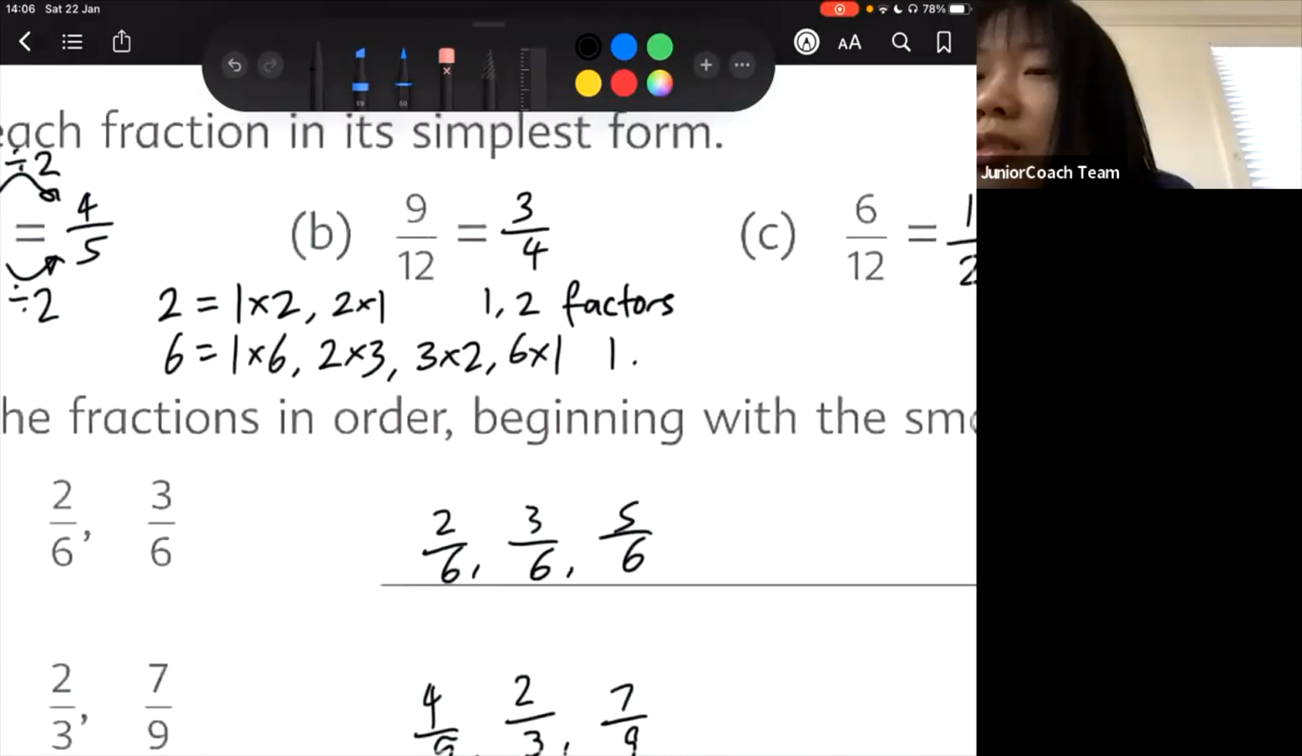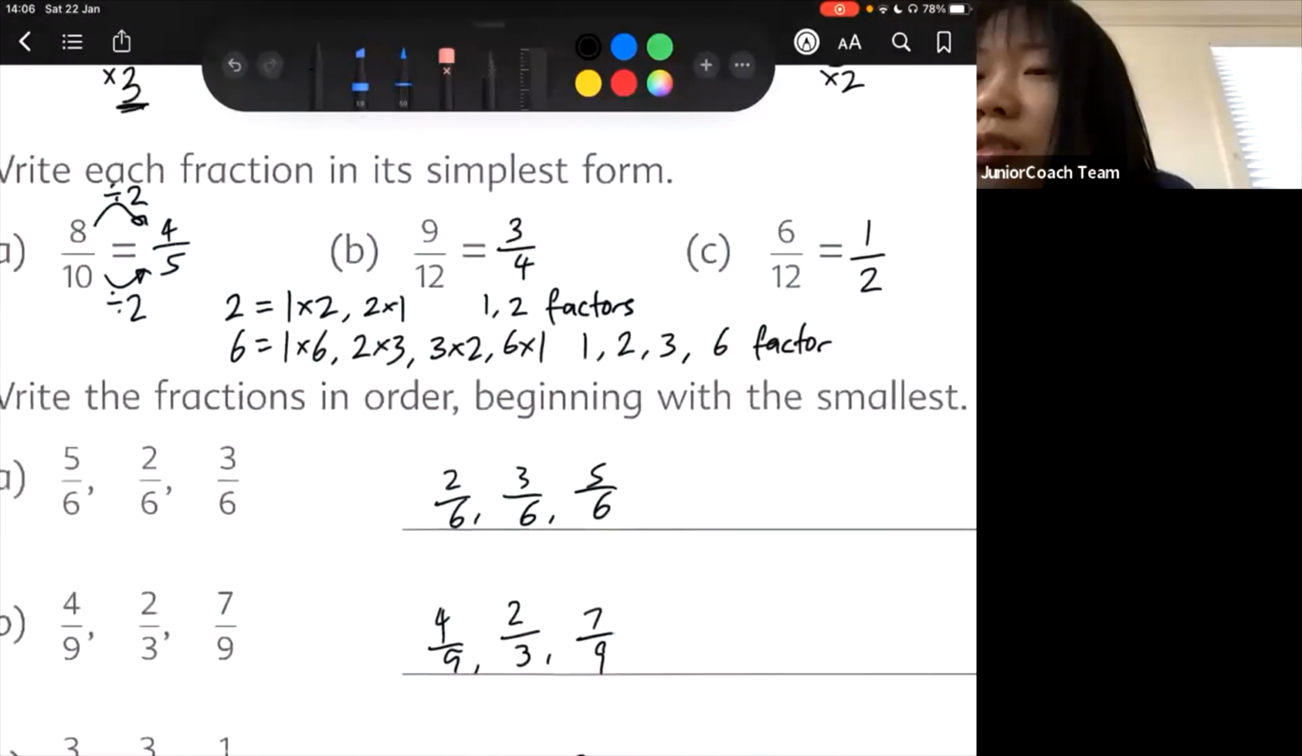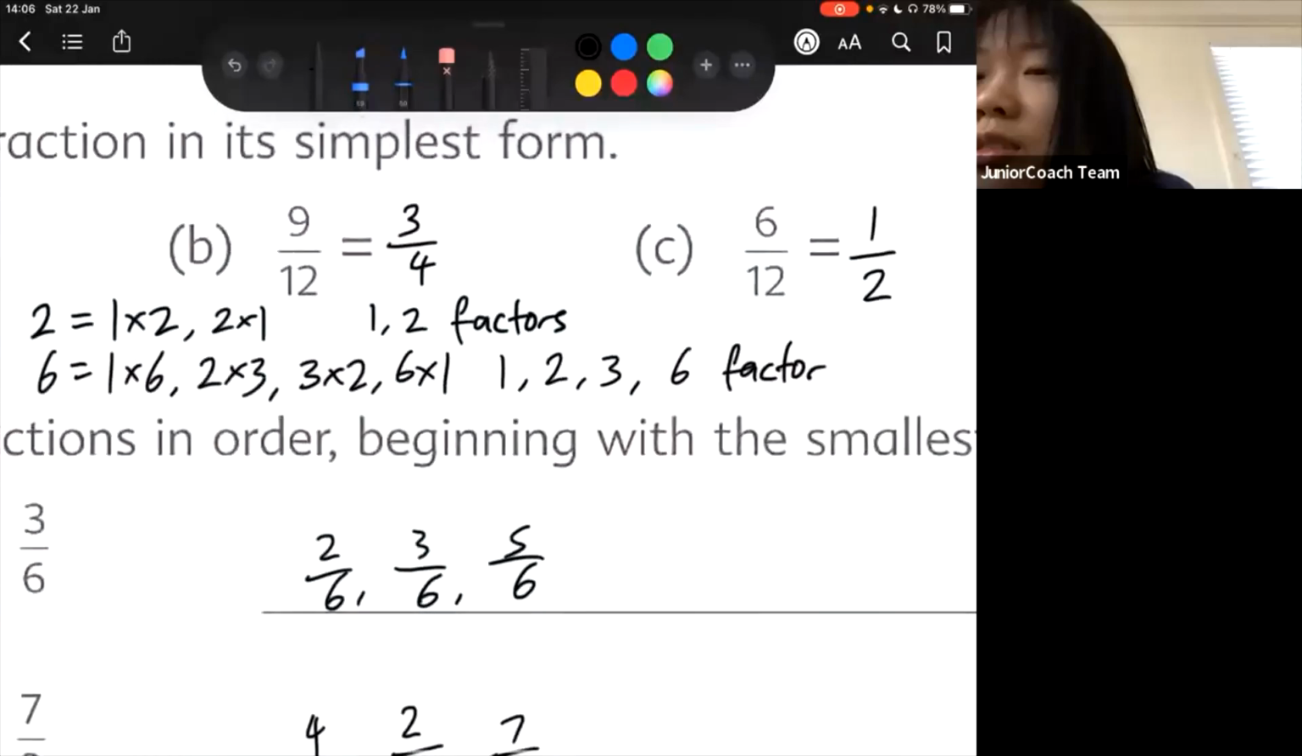And for 6, our factors are 1, 2, 3, and 6. So a common factor is if we have the same number in each list of factors, right? So we have 1 here and 1 here. And we also have 2 here and 2 here. But 3, we don't have 3 in the factors of 2, right? So that's not one of the common factors.